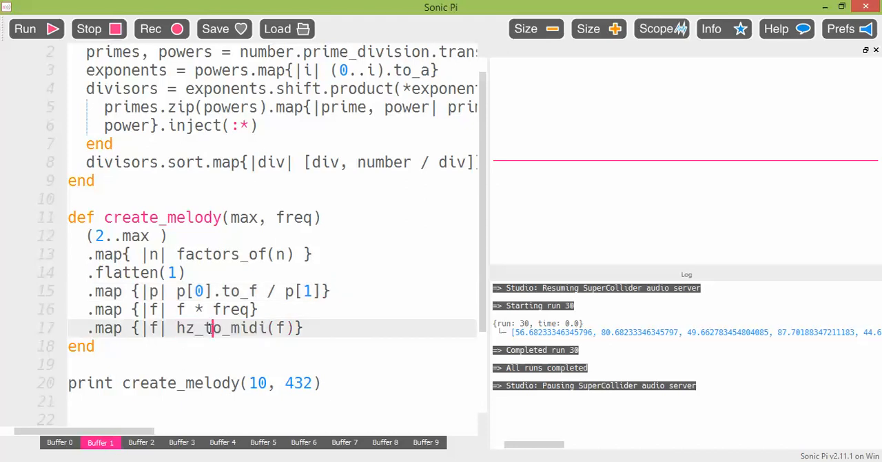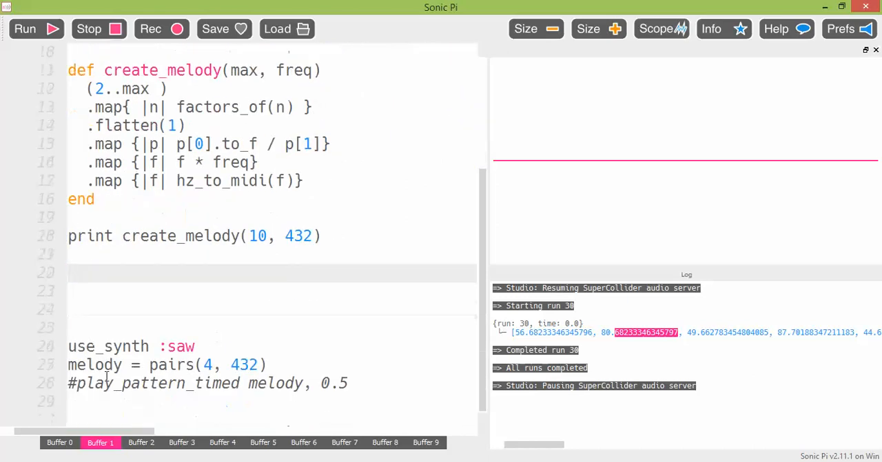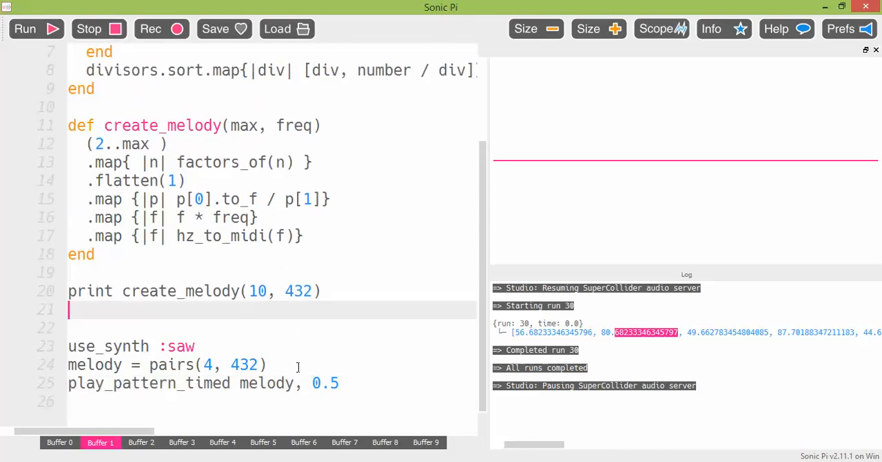So now we have our actual melody. Now is the time in the video where I naturally would have played this anyway, so we can go ahead and hear what it sounds like. It's going to be interesting. Now, let's do 10 and 432.